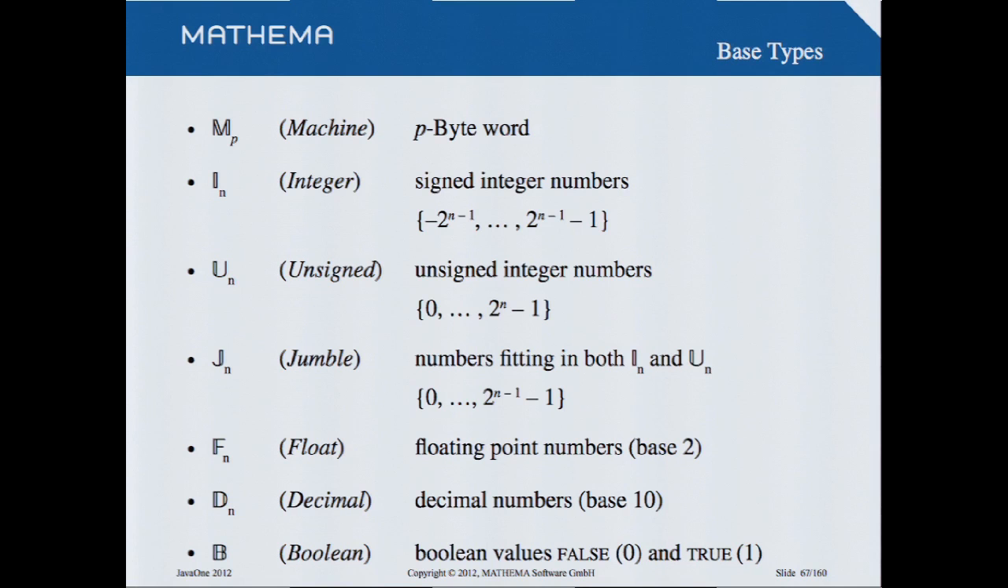Okay, types. These are the types I have. I could have given them proper names like machine word, like integer, like unsigned, and so on. You can still do it because these are only abbreviations. So we have machine words, and machine words are always p byte words, where p is a power of 2. So we have, for example, a byte, which is 1 byte. We have 2 bytes, 4 bytes, 8 bytes, 16 bytes. And this is unlimited, so if you need a word with 128 bytes, you can have it.